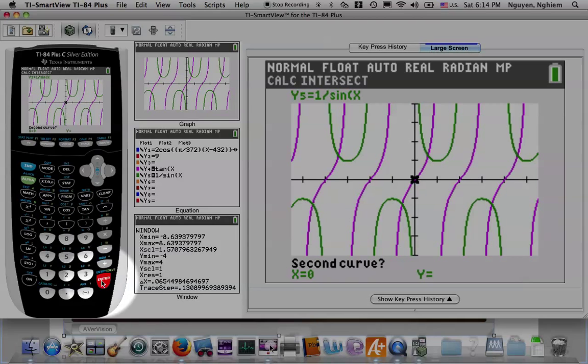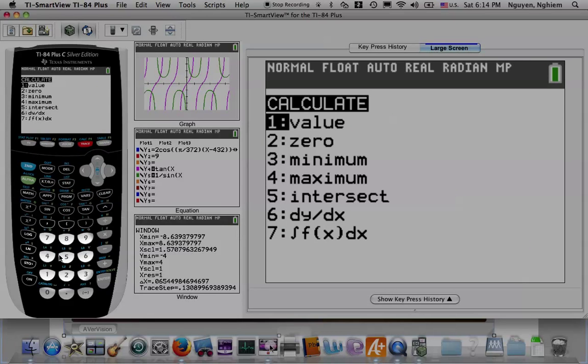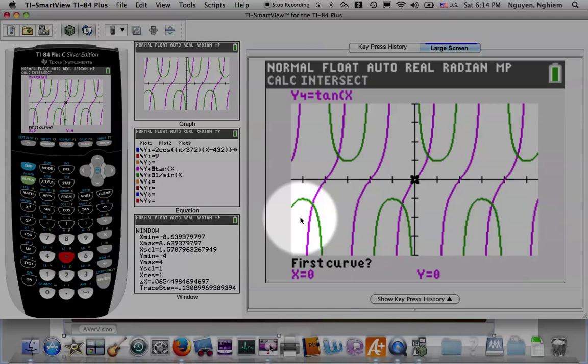I think my screen is freezing up on me here. Let's try that again. Second calc, 5th item, which is the intersect. First curve, y equals tangent. Second curve, let's move it a little bit, so there we go. Second curve there. Let's take the guess, and we're going to guess at that point.